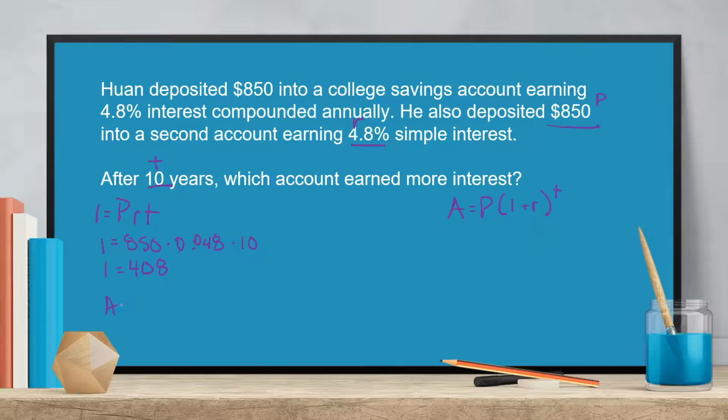Now to get the total, the total amount is interest plus principal. So our principal was $850 plus 408. And that is a total of $1,258. Now over here we've got A equals principal times 1 plus the rate to the T power. So A equals the principal, which was $850, times 1 plus the rate, which was 4.8%, so 0.048, to the T power, which is 10. So go ahead and do that in your calculator.